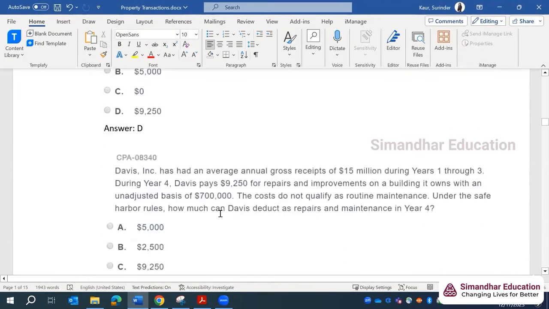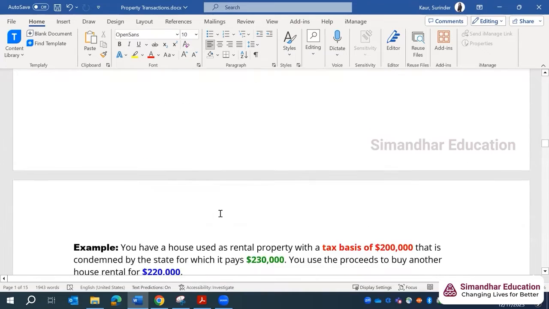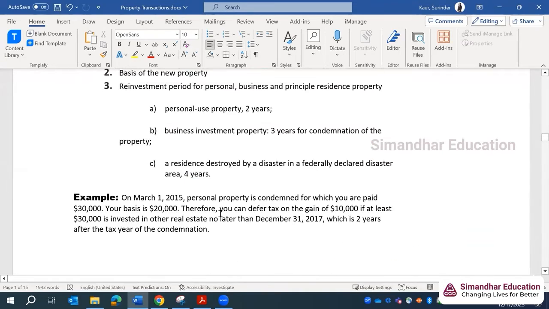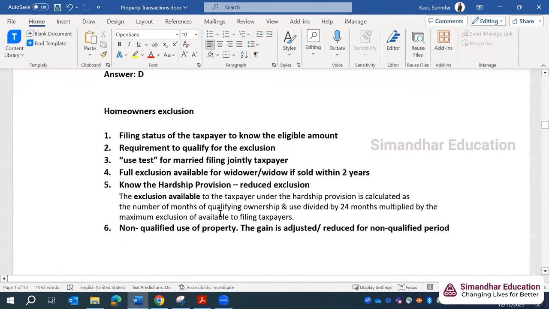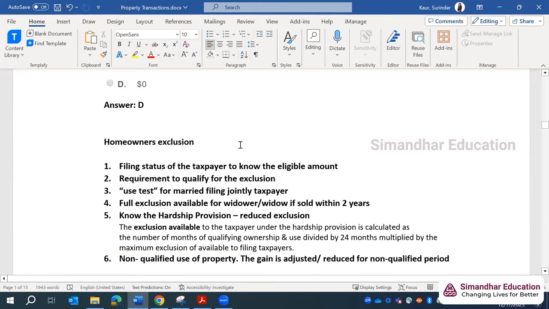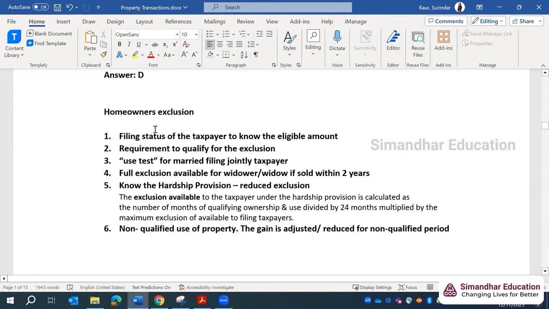And these notes are not there, but I'll try to post them for you. Okay. So whenever we do the homeowners exclusion, remember the filing status, because depending on that, you will know how much of the gain needs to be excluded.